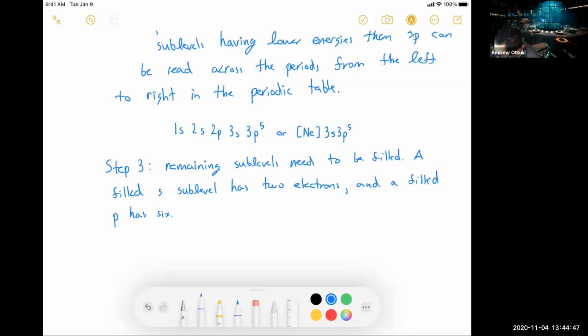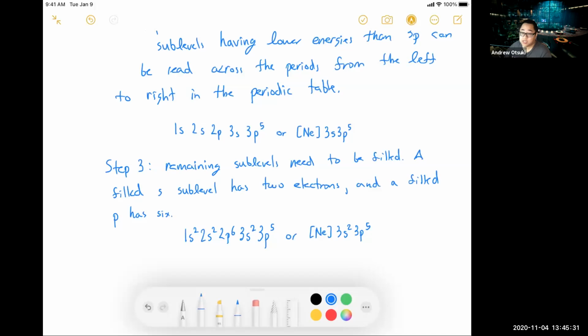So we can now write our complete electron configuration: 1s2, 2s2, 2p6, 3s2, 3p5. Or as neon, 3s2, 3p5. I think I know what method a lot of students will do: the one on the right, short and simple and gets to the point. But you can use either if it helps you mentally keep track of things.